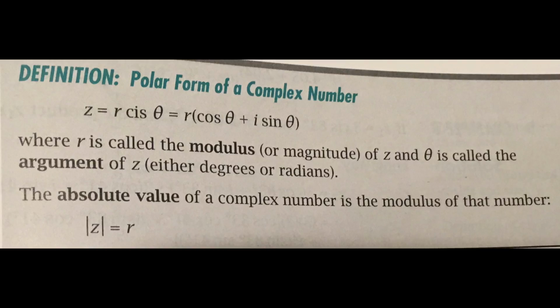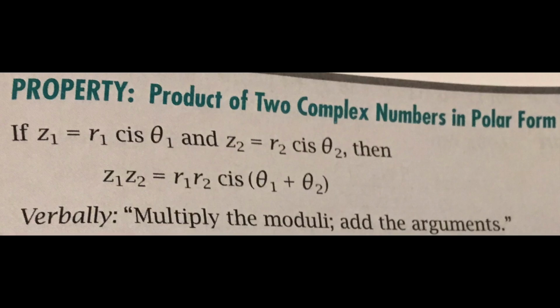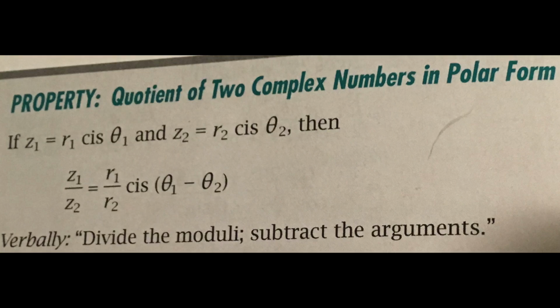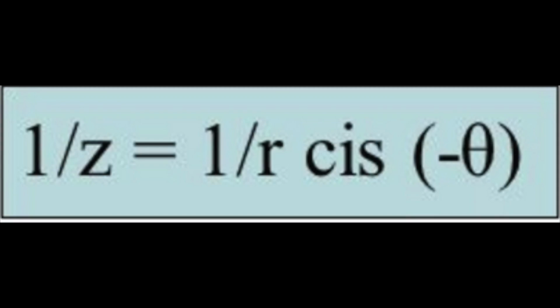But here's where it starts to get more interesting. You can multiply complex numbers more easily in this form than in the other form. If you have it in this form, you can multiply two complex numbers together by multiplying the moduli and adding the arguments. And you divide by doing the opposite. Divide the moduli, subtract the arguments. And then reciprocals, it means you take the reciprocal of the modulus and the opposite of the argument.